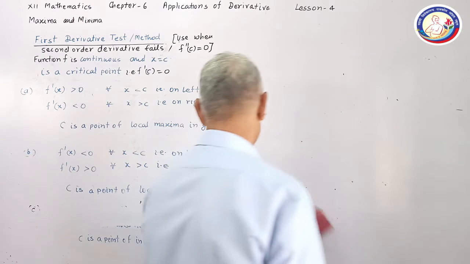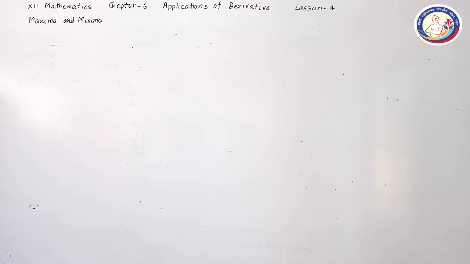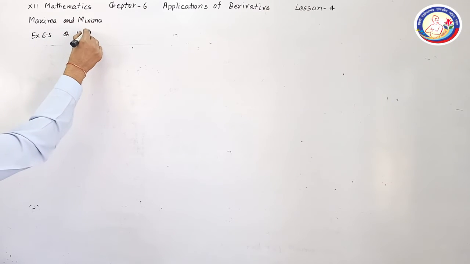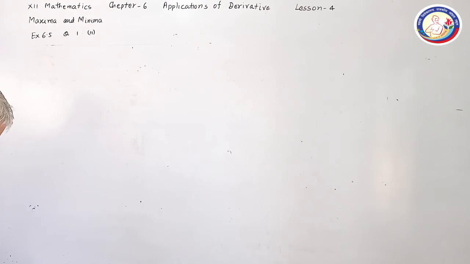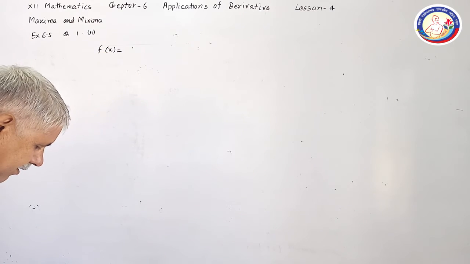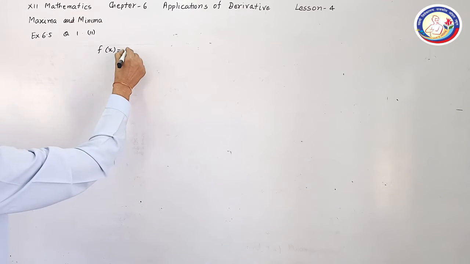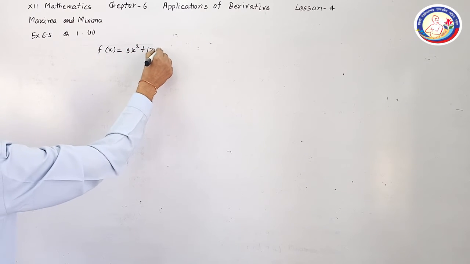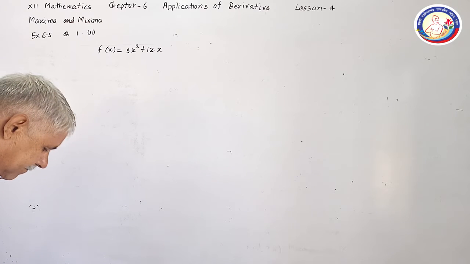Now we take some questions. I am taking question number 1, part 2, from Exercise 6.5. Exercise 6.5, question number 1, part 2. Here we are given a function f, which is given by 9x squared plus 12x plus 2.